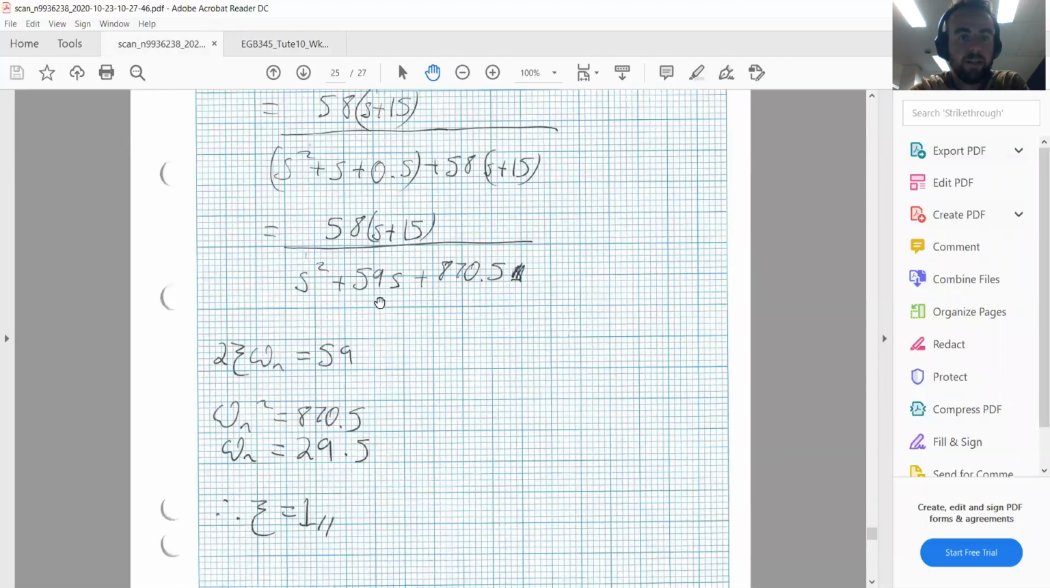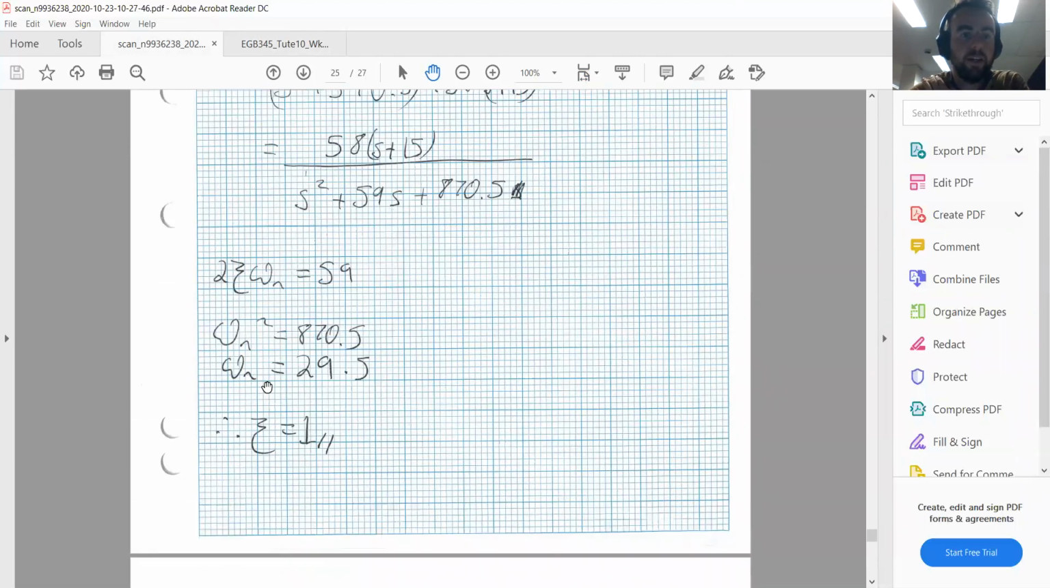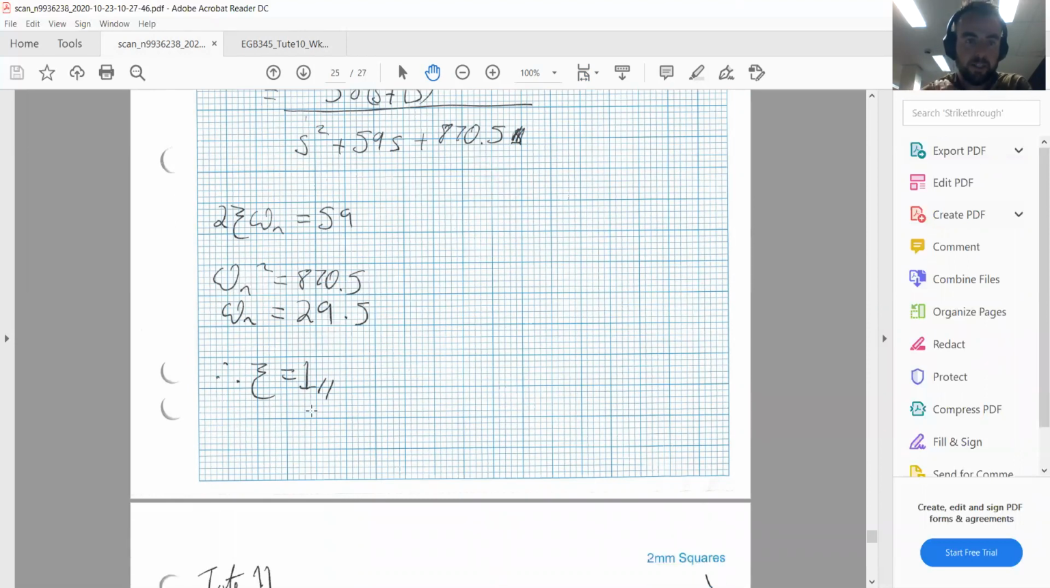You calculate 2 zeta omega n is 59, and then you know what omega n is, because omega n squared is 870, and then you can calculate zeta to be 1.